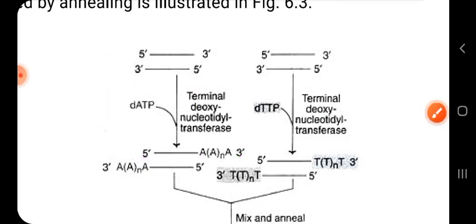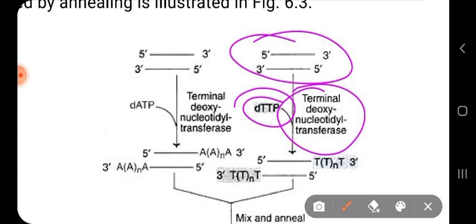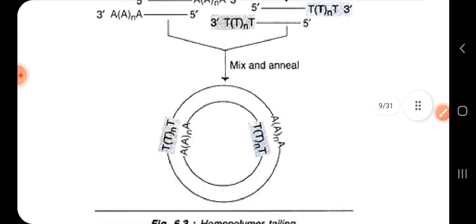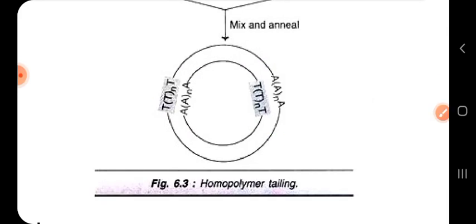In the same way, here you can see another DNA molecule. We are adding dTTP, deoxythymidine triphosphate. With the help of the TdT enzyme, we are extending with thymine. Then we mix and anneal, and thus we can join them and make a circular DNA molecule. By complementary base pairing we can join them and finally ligate them. So that is the homopolymer tailing.